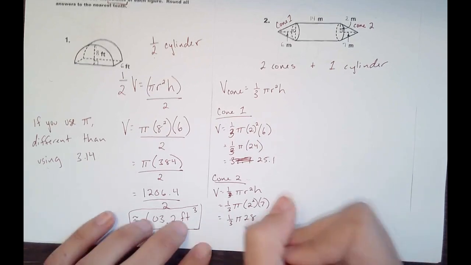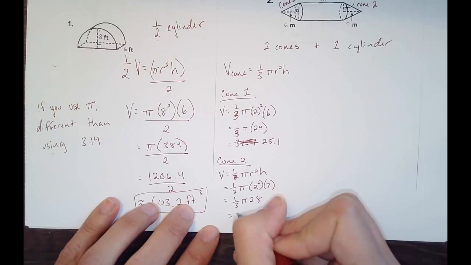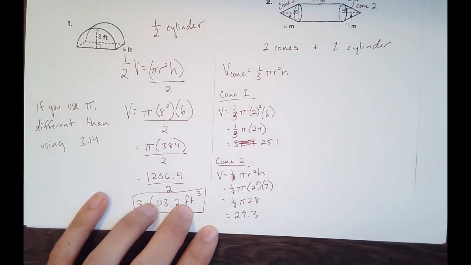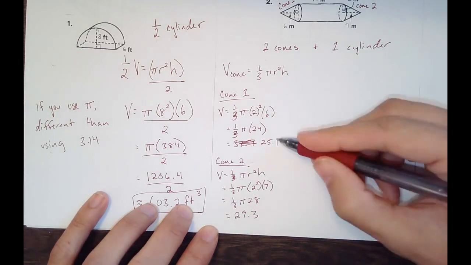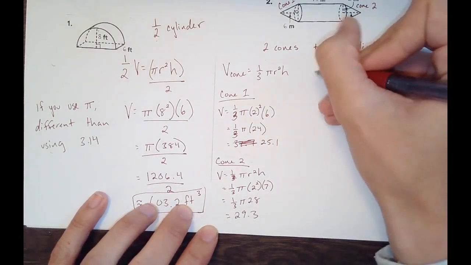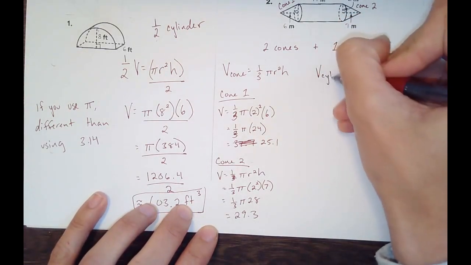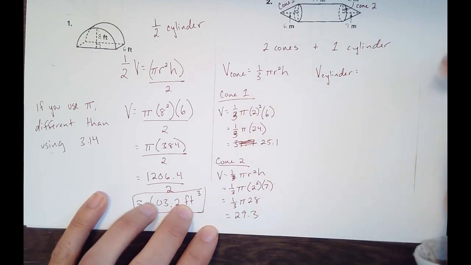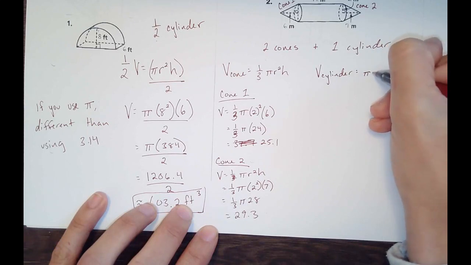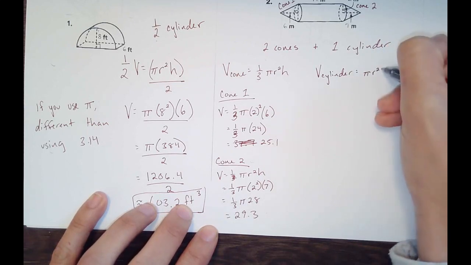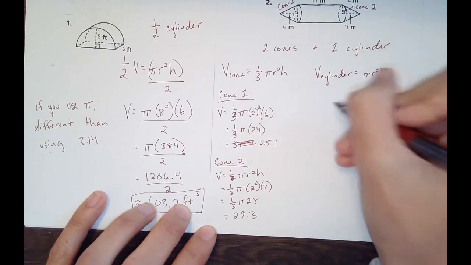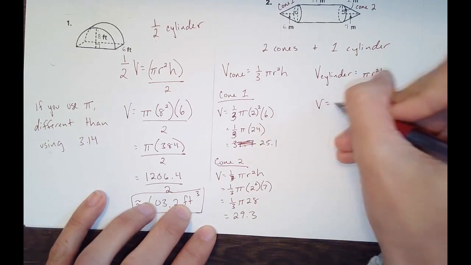The last thing that we need is the volume of a cylinder, which we just used in the last problem, but it's pi r squared h. So we're going to do pi, our radius is still 2, and our height is the distance from this part of the cylinder to that part of the cylinder, so it's going to be 14.